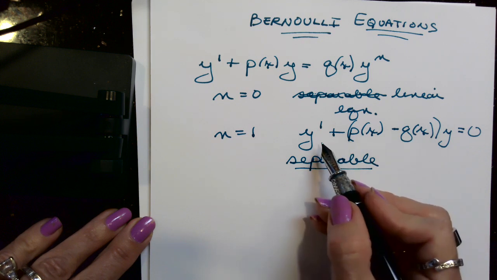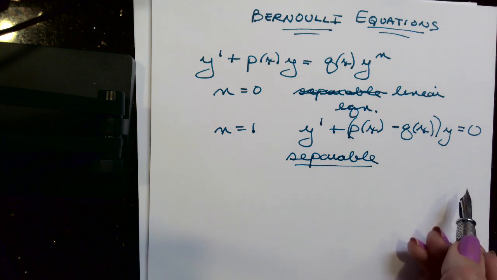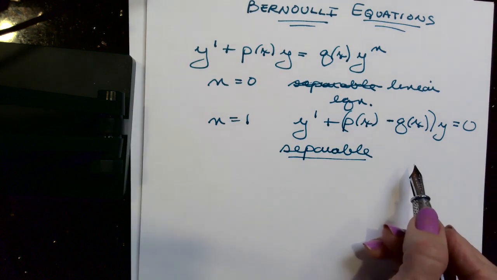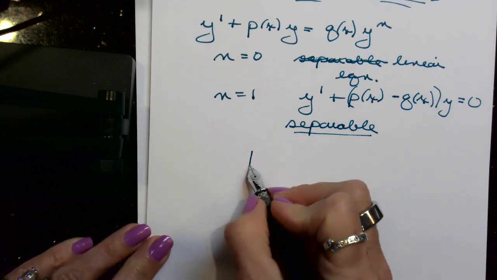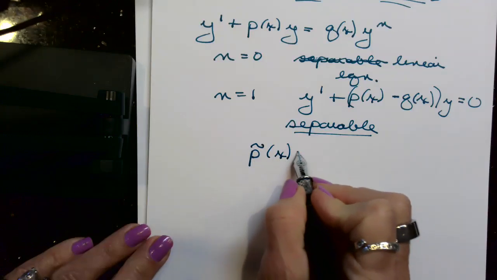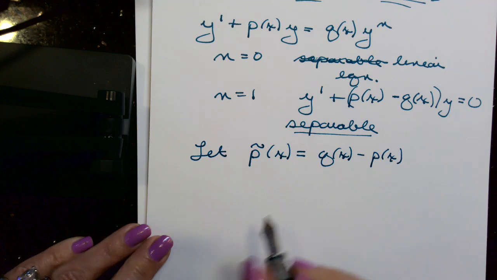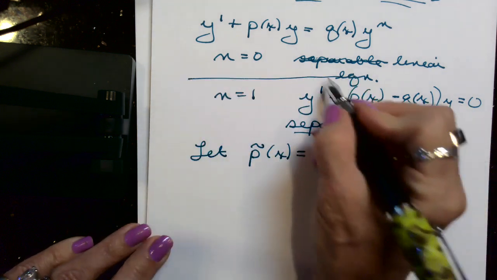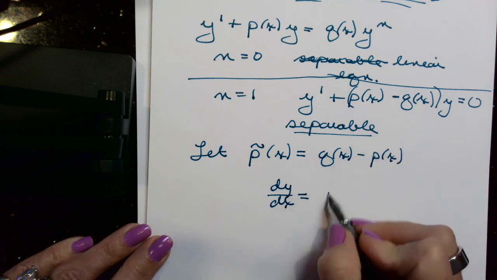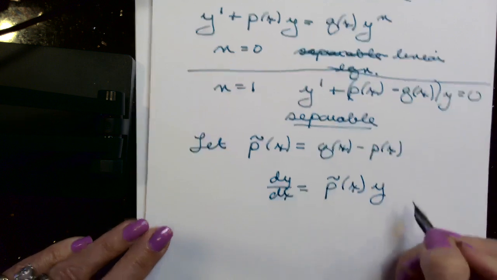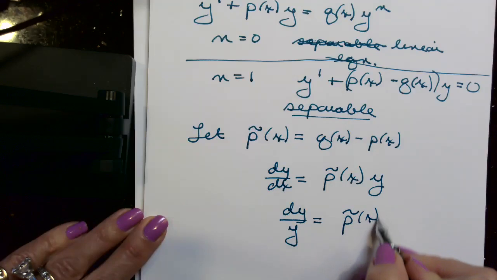Think of y prime as dy dx. Leave the x variables, bring them all to the right and the y variables all to the left, and you can work out the answer. In particular, let me be a little more specific. Let p tilde of x be q of x minus p of x. Again, I'm doing the case n equals 1. So now I have dy dx is equal to p tilde of x times y, and I can rewrite that as dy over y is p tilde of x dx.